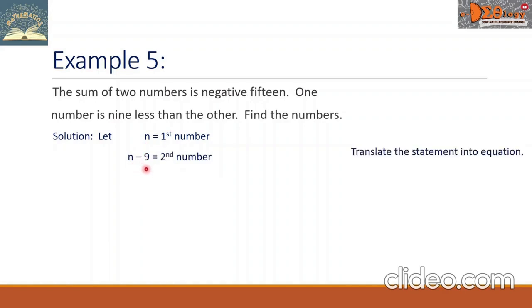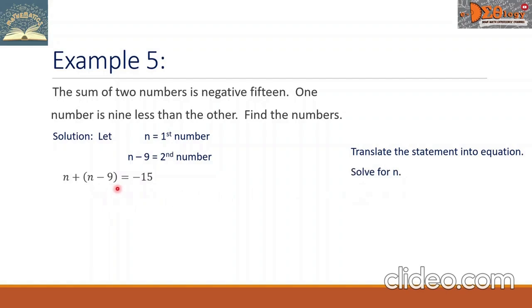Then, we translate the statement into equation, particularly the first sentence. It says, the sum of two numbers. So meaning, we're going to add the first number and the second number. So we write n plus n minus 9. And it says, is negative 15. So we write here equals negative 15. Then we solve for n.